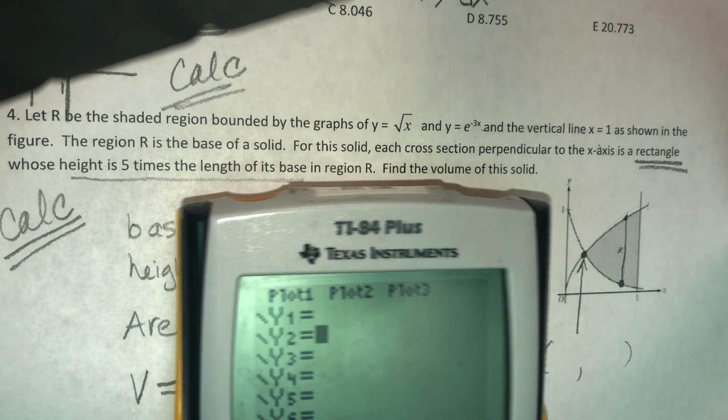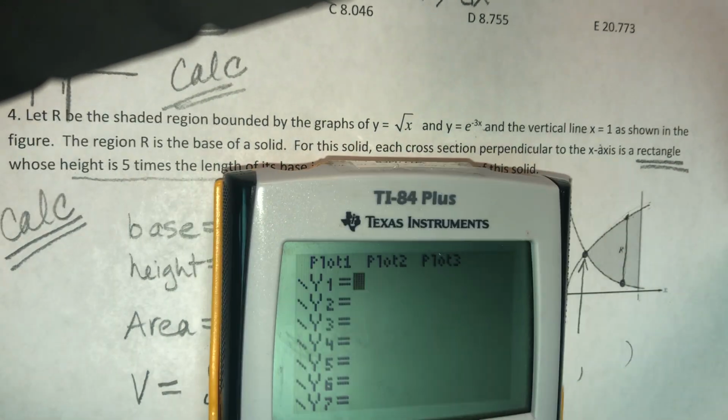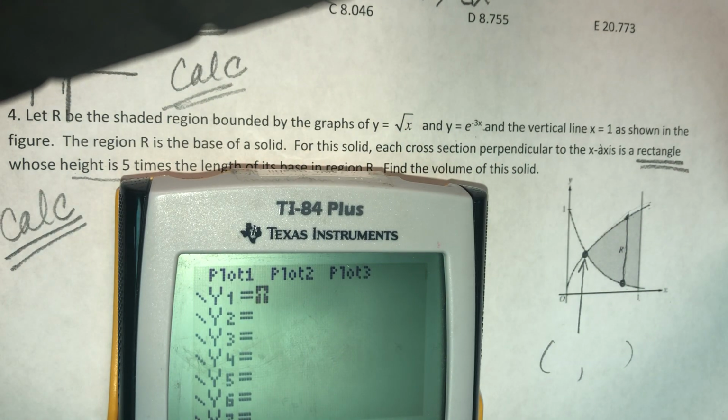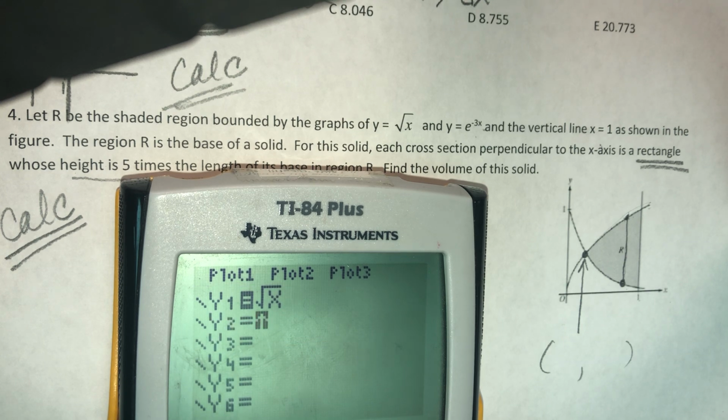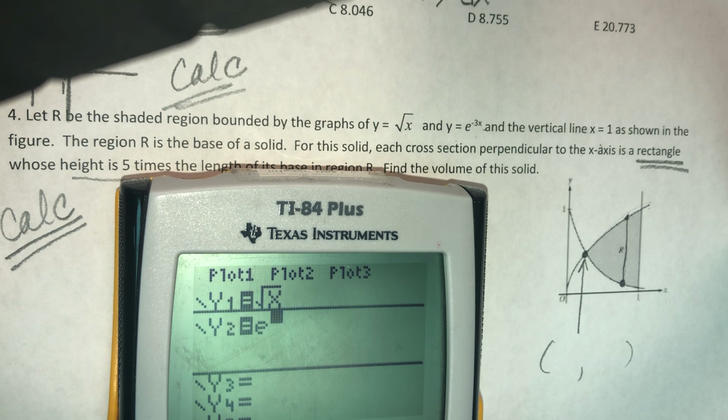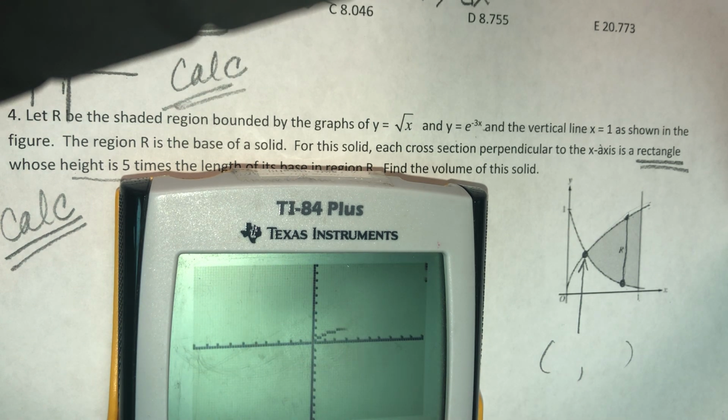So I'm going to put in my calculator y equals the square root of x for my upper function, and y equals e to the negative 3x power for my lower function. And I'm going to graph them. But when I graph them, I want to find the intersection, and it's super close to the origin. Notice the scale on this graph is 1 and 1. It's like 0 to 1.